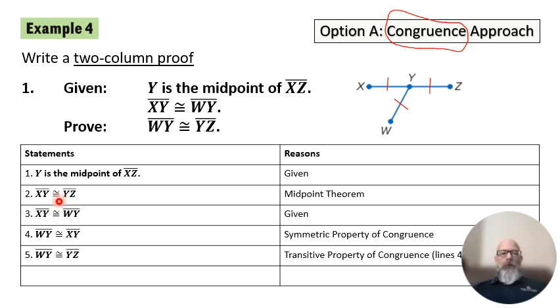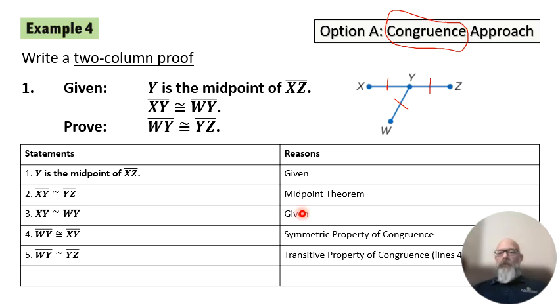All right. Whenever you use the midpoint to divide a segment into two smaller segments that are congruent, that's called the midpoint theorem in the congruence approach language. It's called something different in equality language. All right, what are we going to do in line 3? Well, we just grab our next given, which is that XY is congruent to WY. Write that in, and it's given.